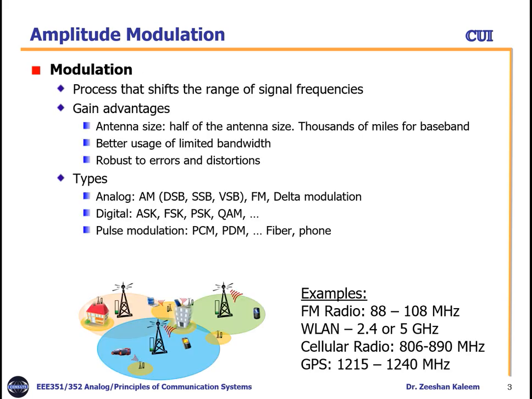Okay, let's start with our first topic, which is modulation. Modulation is the process that shifts the range of the frequencies. What does it mean? Whenever we generate a signal, it is called a baseband signal, which we will discuss later on. That baseband signal is usually of very low frequency. So after doing modulation, we shift it from the lower frequency to higher frequencies. What are the benefits of doing this? We have a reduced antenna size and better usage of limited bandwidth.